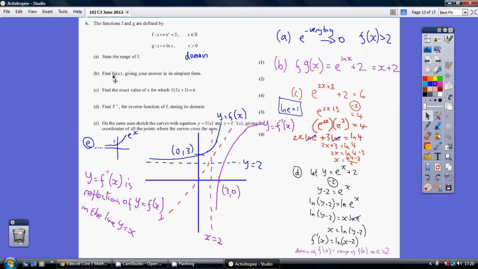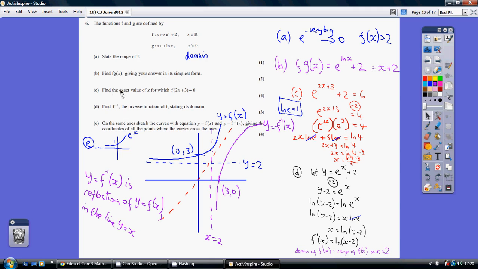Now for part B, find f of g of x, so we take g of x and we pop it into f. So we're taking our ln x and popping it into the f function. So this goes into this, and e to the ln x just takes you back to x. So we're left with x plus 2 being the function in its simplest form.